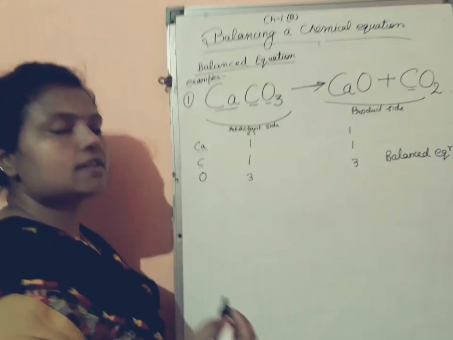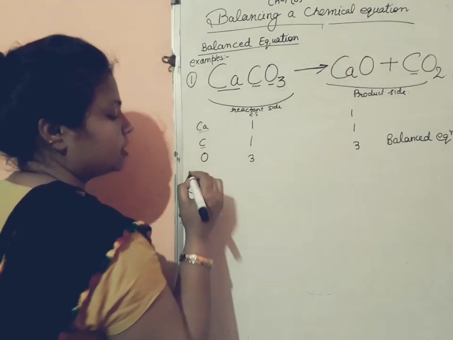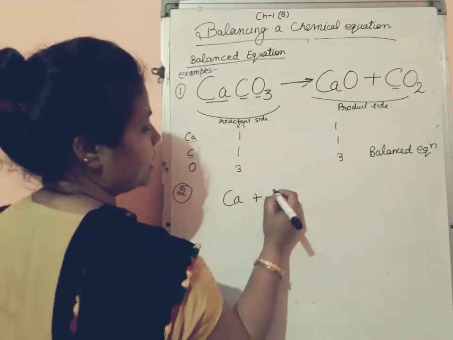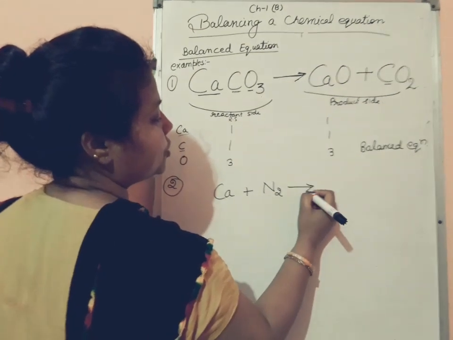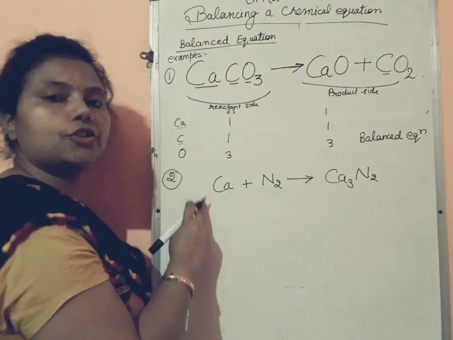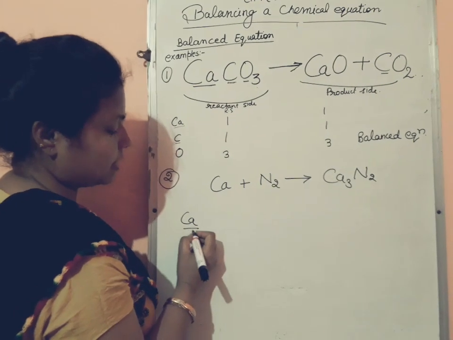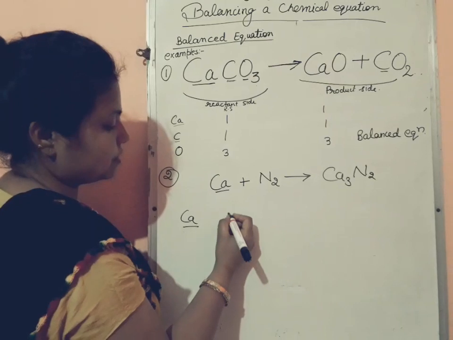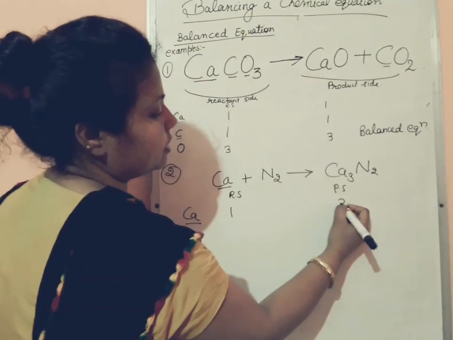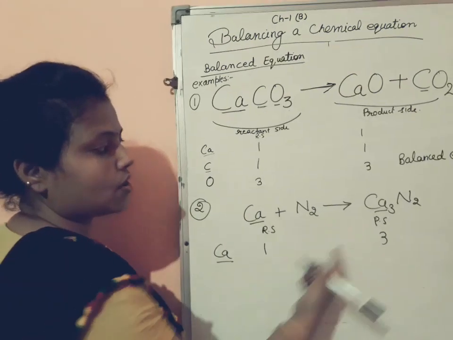Now we will see some other examples which are unbalanced chemical equations, and those equations we have to balance. For example, Ca, calcium plus nitrogen is equal to calcium nitride. This equation is given and you have to balance this. On the reactant side, how many calcium are there? There is only 1 calcium on the reactant side. And on the product side, calcium is 3.